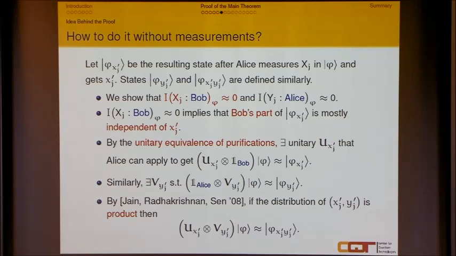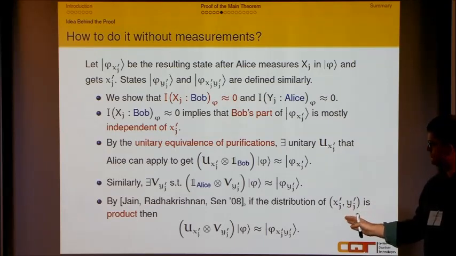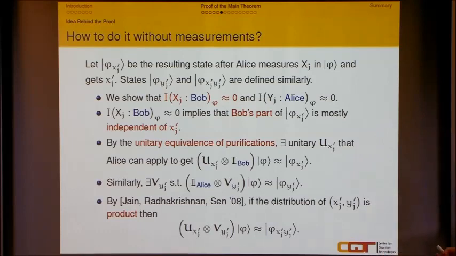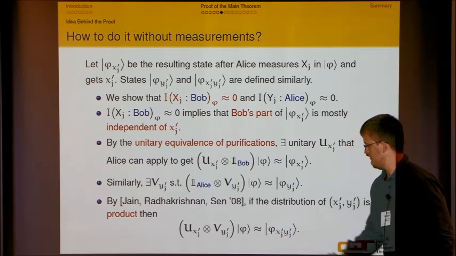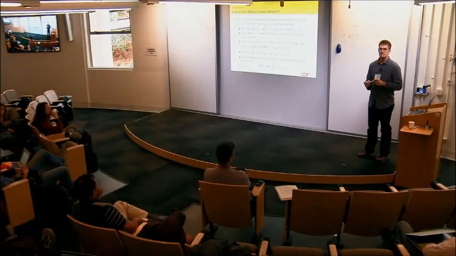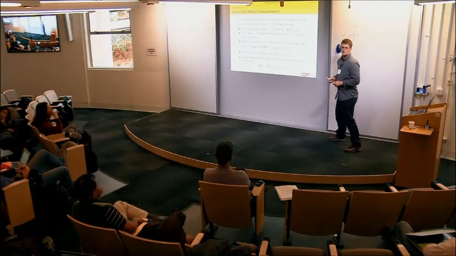And actually this has been shown by a paper of Rahul Jain, Giacomo Krishna, and Pranab Sen, that if the distribution of these xj yj prime is product, then if they apply the two unitaries together, they actually get this state close to the correct post-measurement state. Where does the fact that the distribution is product come in? Because when you write the equalities, do you mean it on average over x prime and y prime?